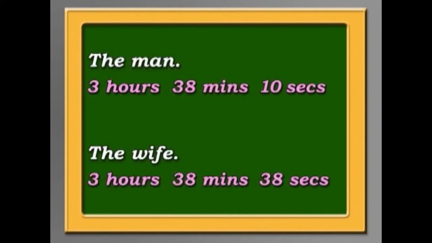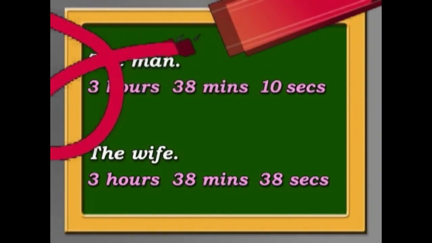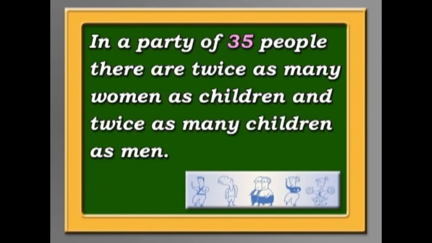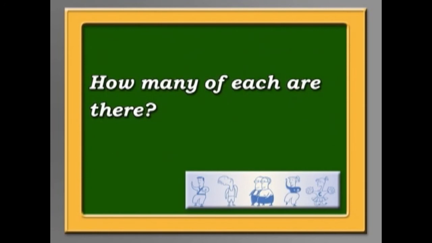So which one was faster, the man or the wife? Problem number 7. In a party of 35 people, there are twice as many women as children, and twice as many children as men. How many of each are there?